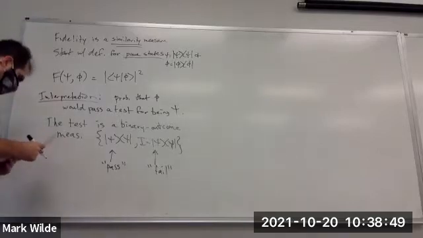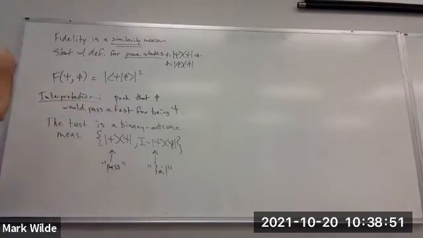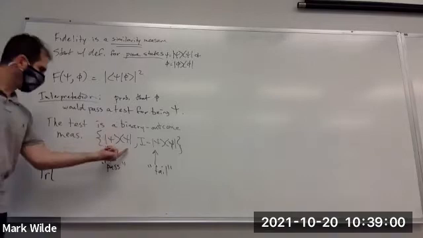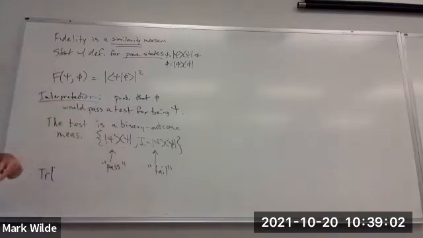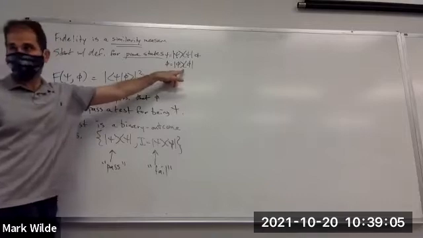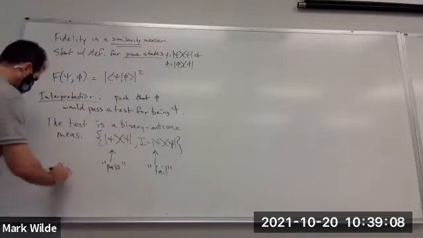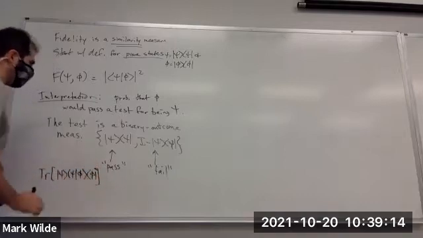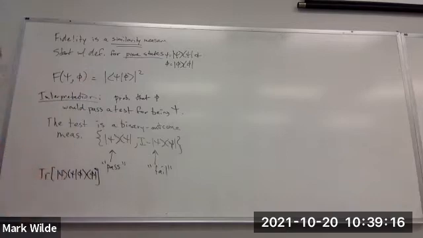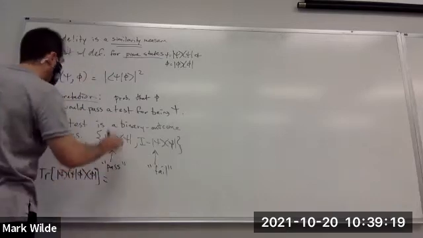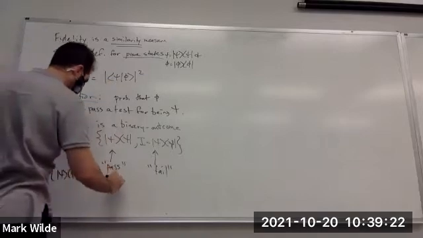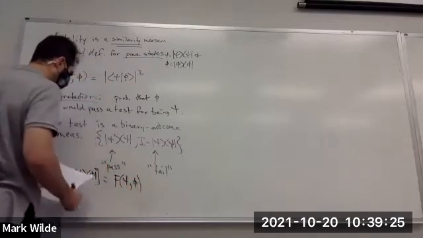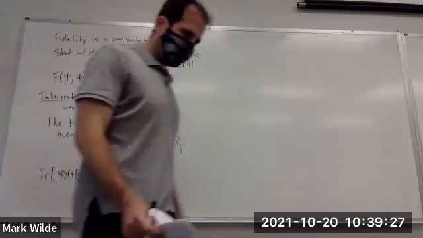So let's calculate this acceptance probability. We know from the Born rule that it's going to be the trace of this measurement operator with this density operator, right? Trace of psi phi. And then when you calculate that, there's things that we've been using all throughout, you get the squared overlap, which is the fidelity. Okay? So that's a very nice interpretation.